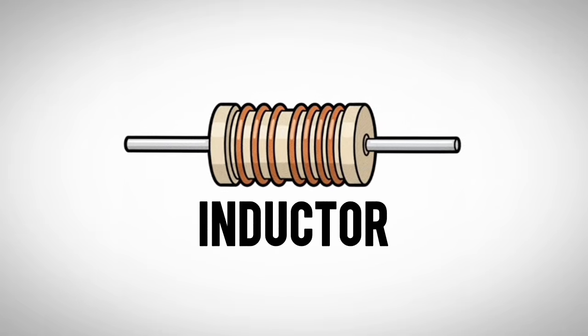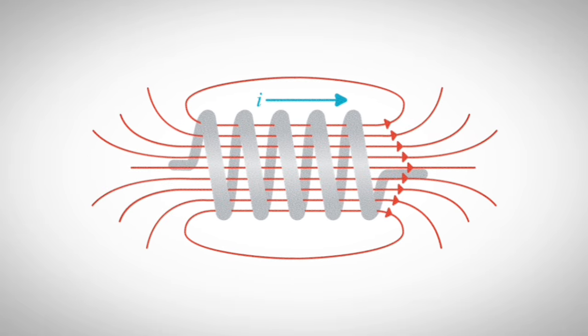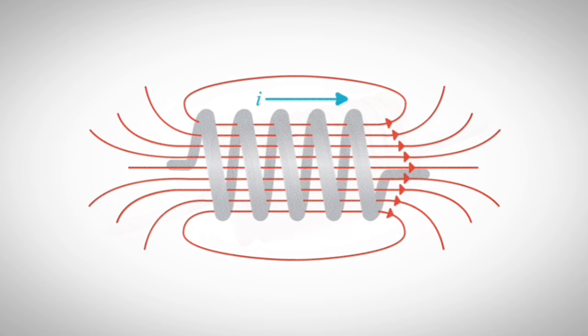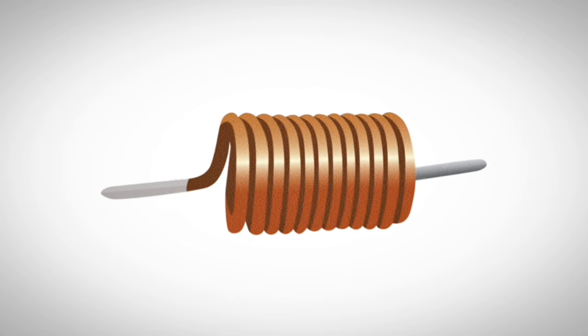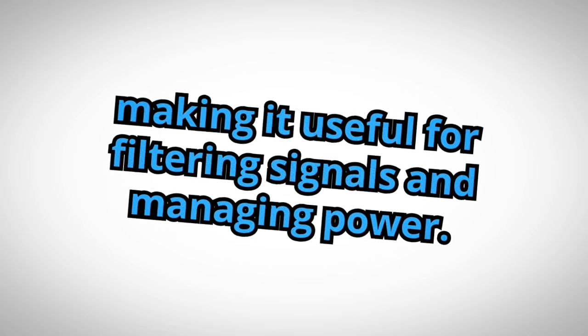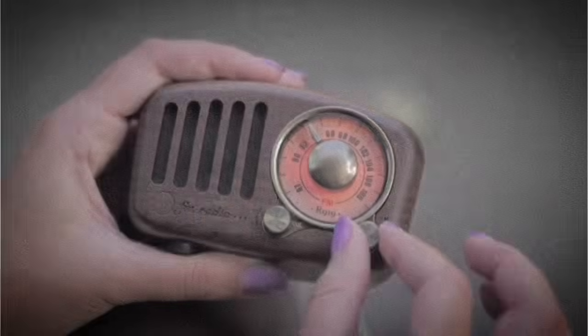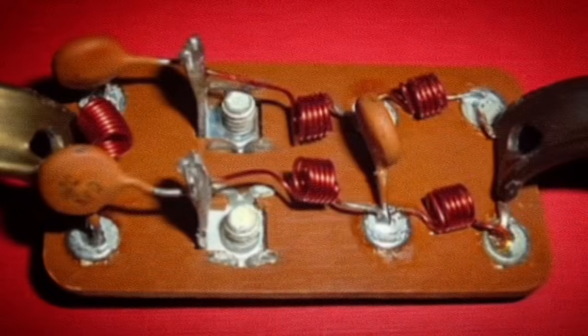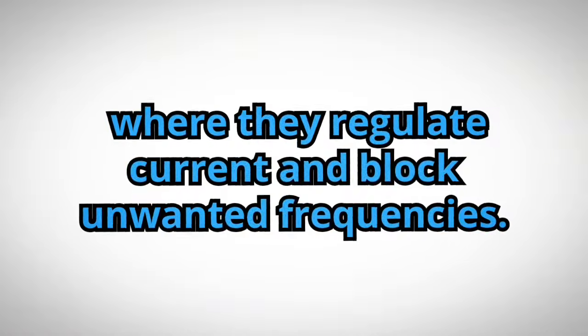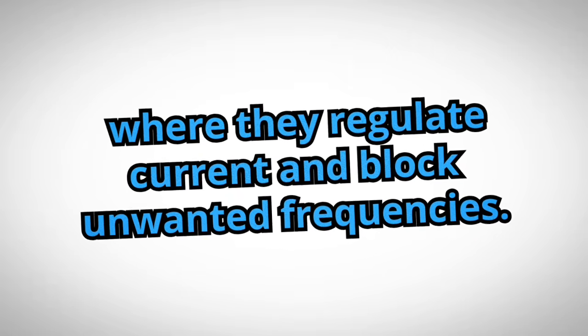Now let's look at inductors. An inductor is a coil of wire that stores energy in the form of a magnetic field when current flows through it. It resists sudden changes in current, making it useful for filtering signals and managing power. Inductors are found in radios, filters, and power circuits, where they regulate current and block unwanted frequencies.